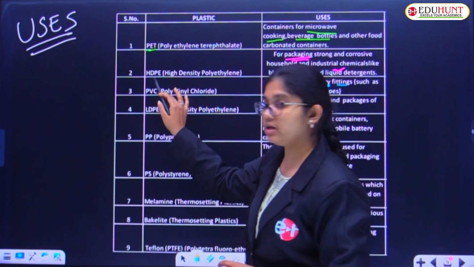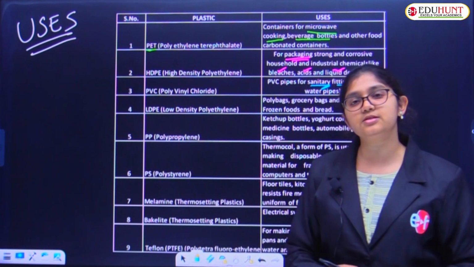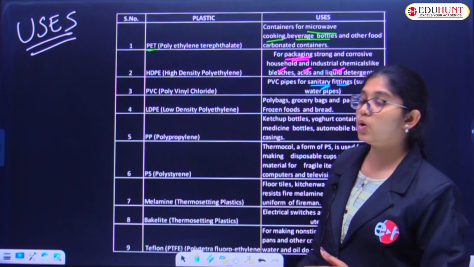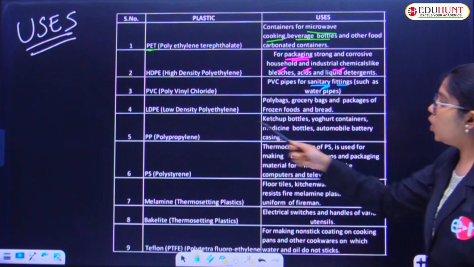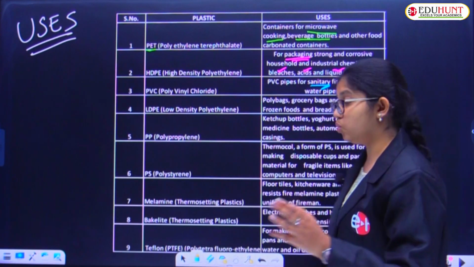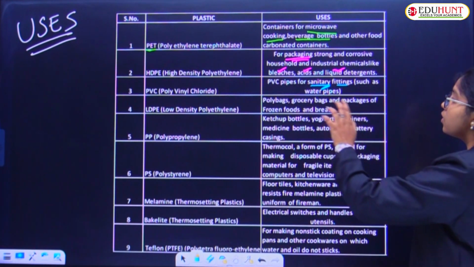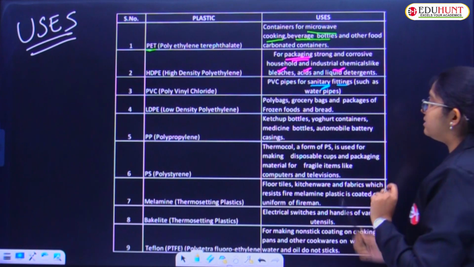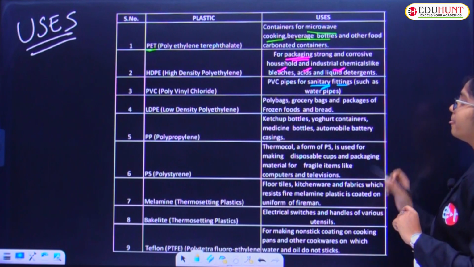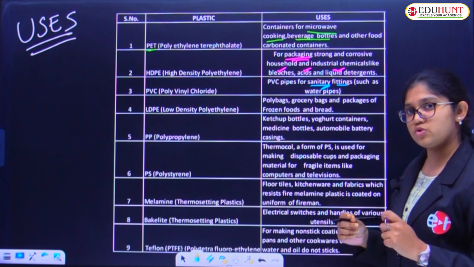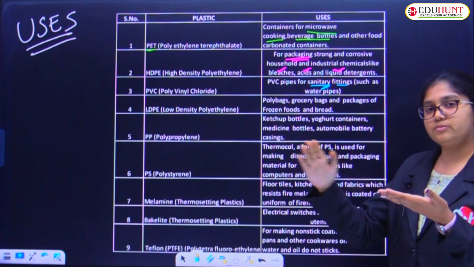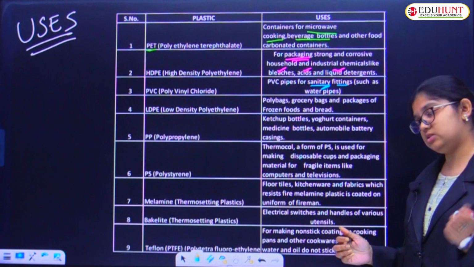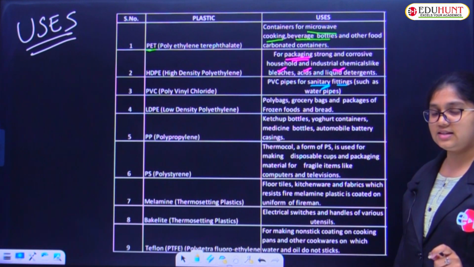Okay, the fourth one, LDPE. Here it was HDPE, right? Here it is LDPE. LDPE means low density polyethylene. That one is high density. This is low density. Okay, the difference. Low density polyethylene, LDPE, is used in polybags, grocery bags and packages of frozen fruits and bread. You know frozen foods are packed in a particular material, a thin, transparent cover. So that is all about LDPE, low density polyethylene.